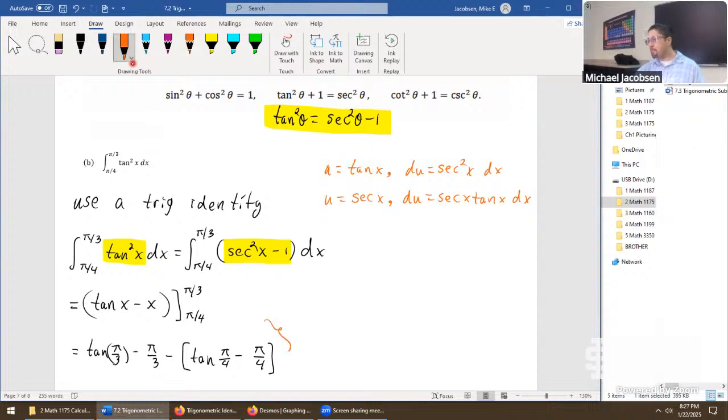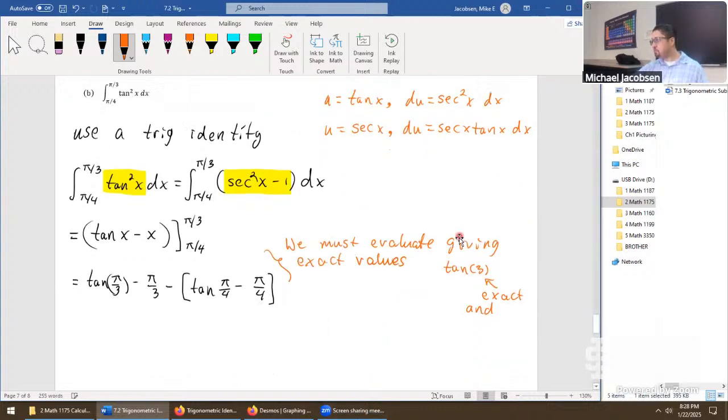And here's the related comment that we do have to make here. We do have to evaluate all of our trig functions, whether they're on homework or exam settings. So we must evaluate, giving exact values. So in other words, if we had, say, tangent 3, this is considered exact and simplified.